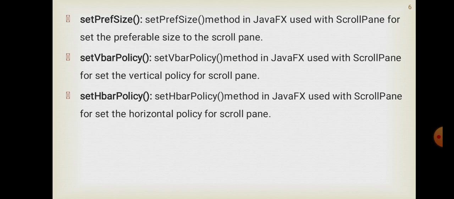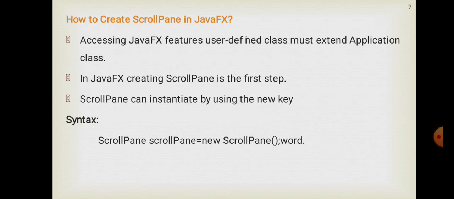Next is setPrefSize. It is a method used in ScrollPane to set the preferred size for the ScrollPane. vbarPolicy is used with the ScrollPane for setting the vertical policy, and hbarPolicy is used to set the horizontal policy for the ScrollPane.